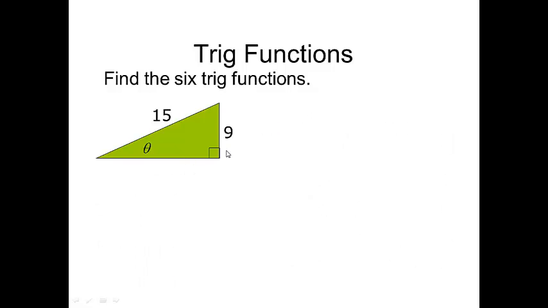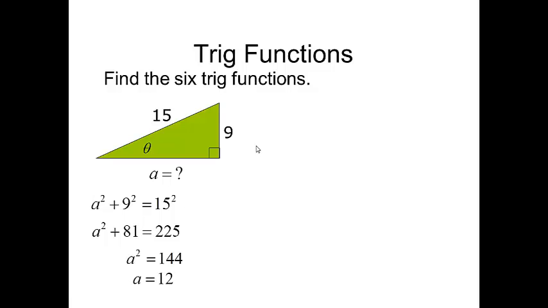What about this here? 9, 15. And the 6 trig functions. We need a. So a squared plus 9 squared is equal to 15 squared. So a squared plus 81 is equal to 225. And then subtracting 81 from both sides, we get a is equal to 12 again.